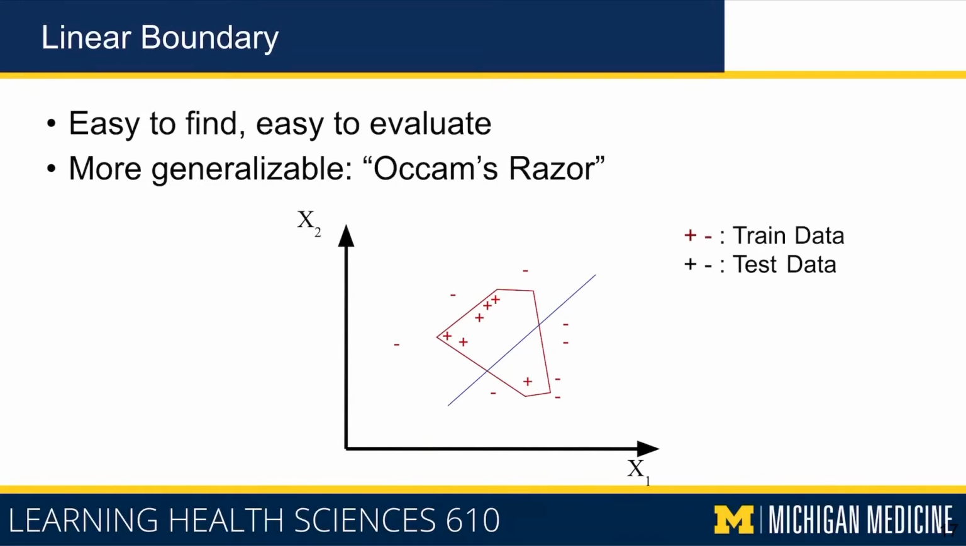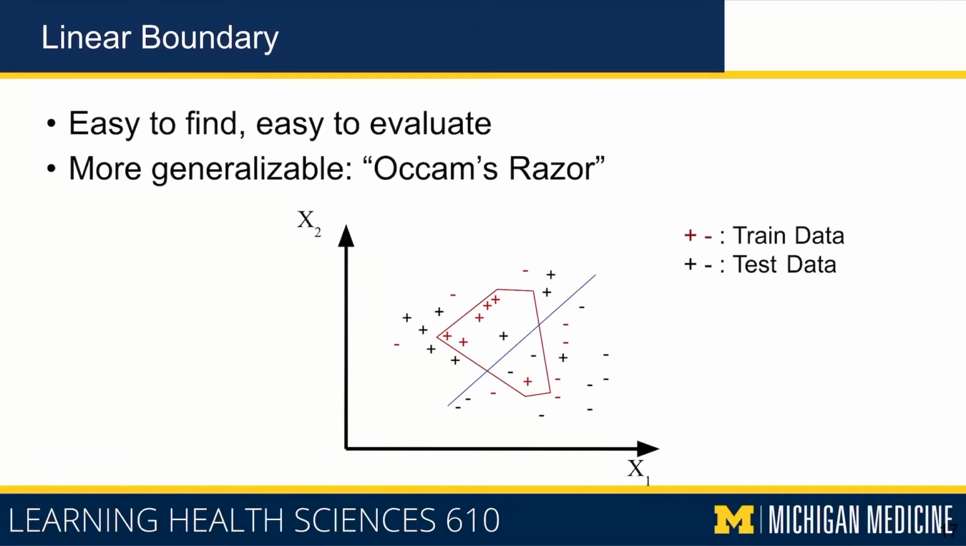Also, lines are more generalizable. And this follows Occam's razor, which we again saw last time. And that is really that simpler models are preferred. For models that are less complex, there are fewer chances of making mistakes on the test set. So that means they are more generalizable.